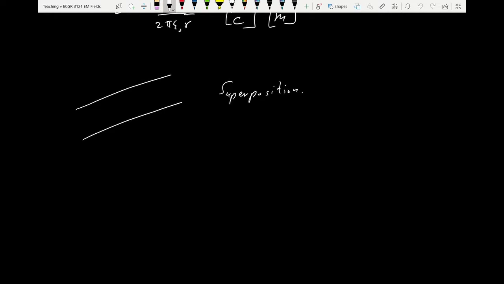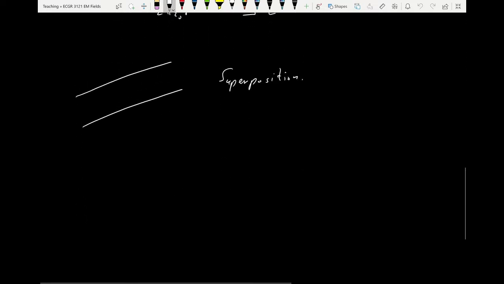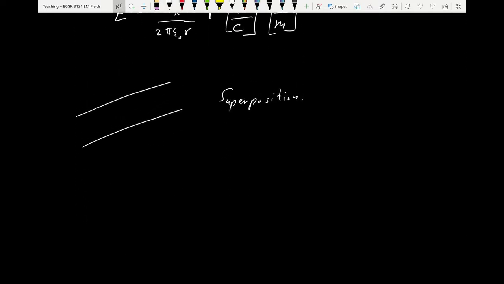All right, so we have two transmission lines. One transmission line has a charge density of rho L, Coulomb per meter, and the other line has a charge density of minus rho L, Coulomb per meter.